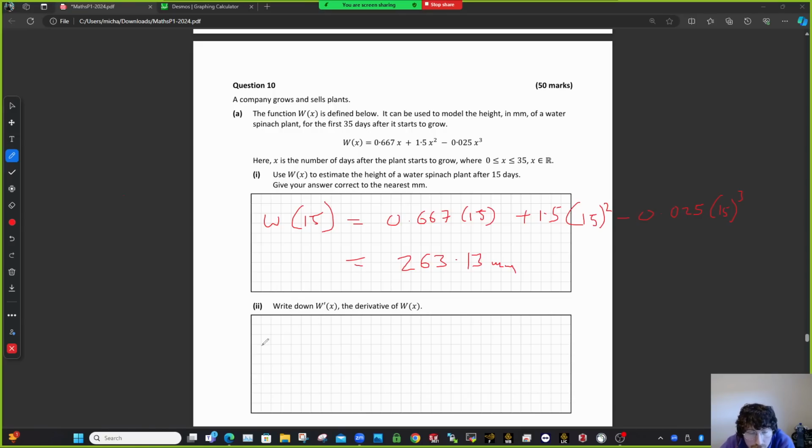Write down the derivative, this is very simple stuff. So the question takes a turn to become a bit harder after this. 0.667 plus 3x minus 0.075x squared when you multiply down by 3. That's your answer. That thing actually has units as well. I don't know, will they mark people on the units? Its units are millimeters per day. I don't think they will mark people on that, but it does have units.